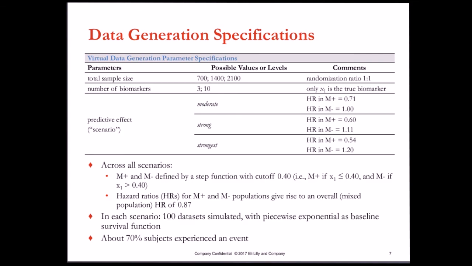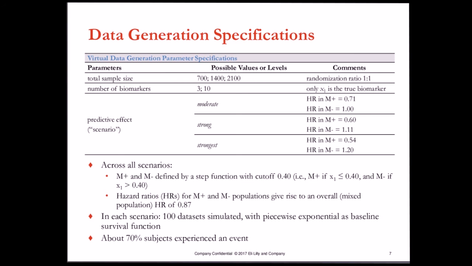On page 7, here's a summary of the data simulated. We considered 3 sample sizes, but in this presentation we only show the results for sample size 1,400, that is 700 patients in each arm. 3 or 10 biomarkers will be considered, but only one true biomarker X1 is used to define the marker-positive and marker-negative subgroups by a step function at 0.4. The biomarker values follow a uniform 0-1 distribution.